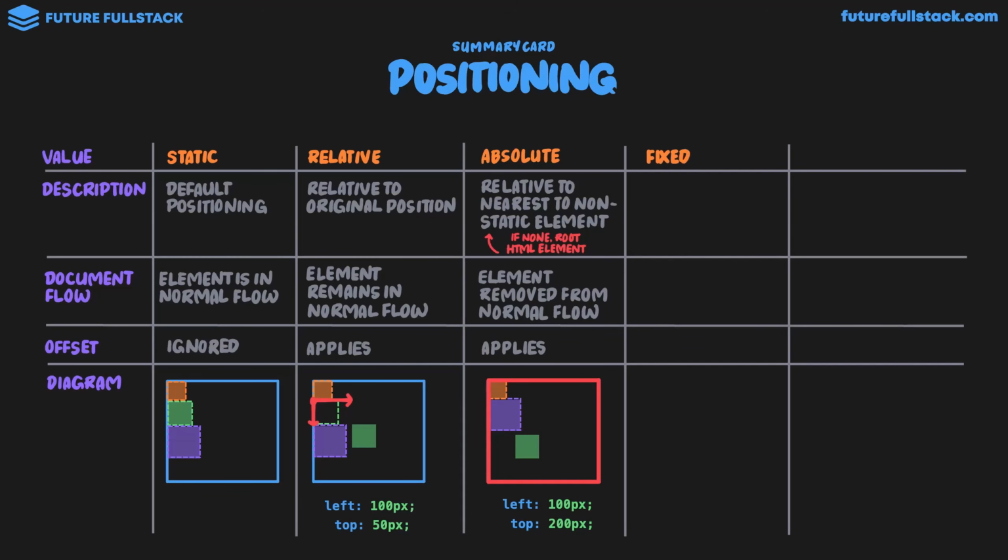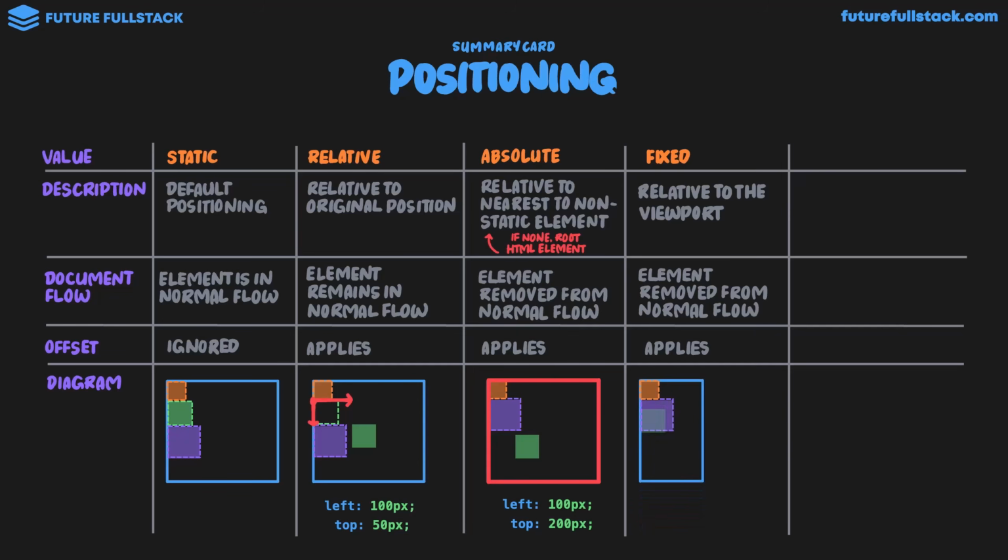For fixed positioning, it's relative to the viewport. The element is removed from normal flow, just like an absolute positioned element, and offset properties apply. So in diagram form, we have our fixed positioned element, which is just like an absolutely positioned element, in that it's removed from normal flow, but the offset properties are now relative to the viewport, where right 50 pixels and bottom 50 pixels will move our element here. That is, 50 pixels away from the right edge of the viewport and 50 pixels from the bottom of the viewport.